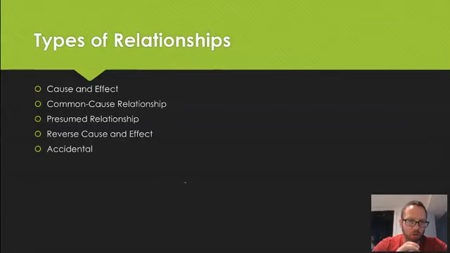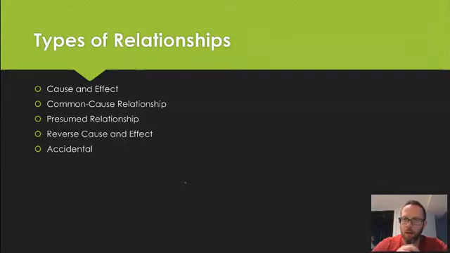A common cause relationship, which we've just seen. A presumed relationship, where you kind of assume there's a relationship, but the reason why is not exactly apparent. Reverse cause and effect, where you just have your independent and dependent variables switched up.